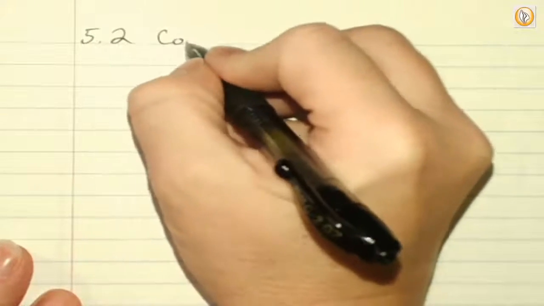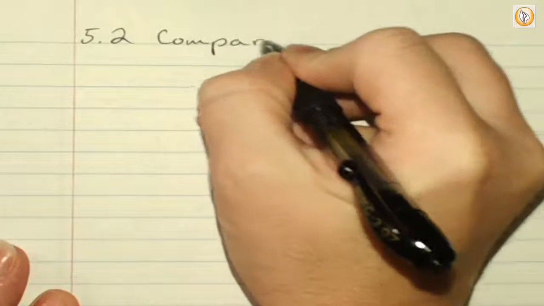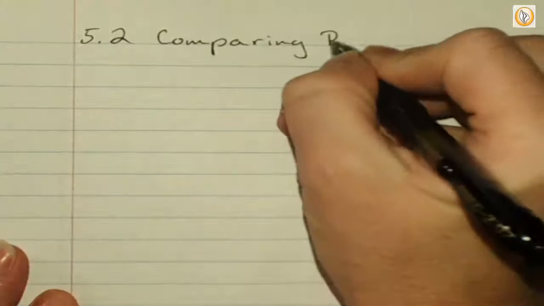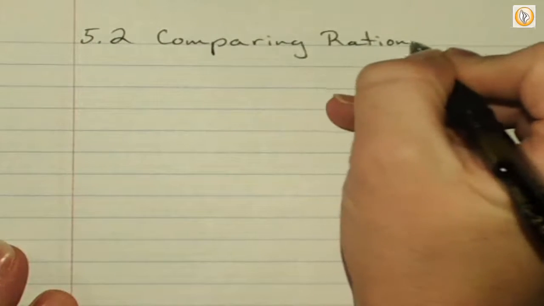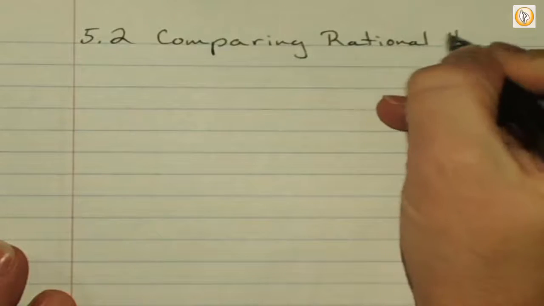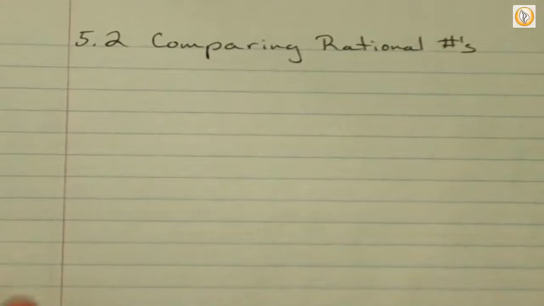All right, 5.2. Stop. Compare. Well, y'all did 5.1 yesterday. Comparing rational numbers. So yesterday we talked about rational numbers, how to go from an improper fraction to a mixed number and vice versa. Today we're going to compare rational numbers.